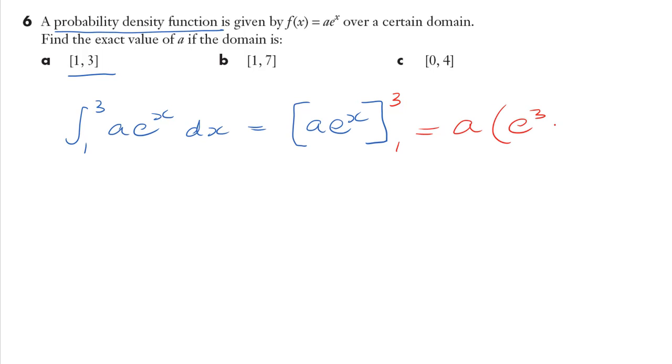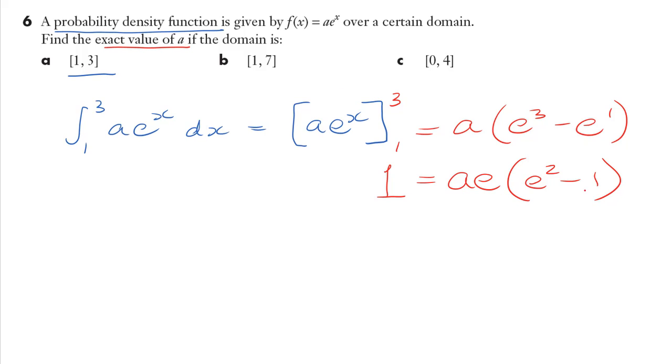We're going to get e to the 3 minus e to the 1. We can take e to the 1 out as a factor there, and if we factorise there, we'll get e squared minus 1. And because it's a probability density function, what we're assuming it is, we'll let that result equal 1. We're after the exact value of a.